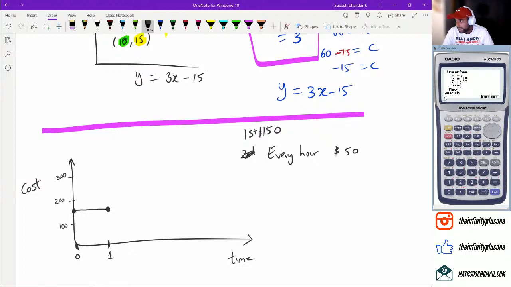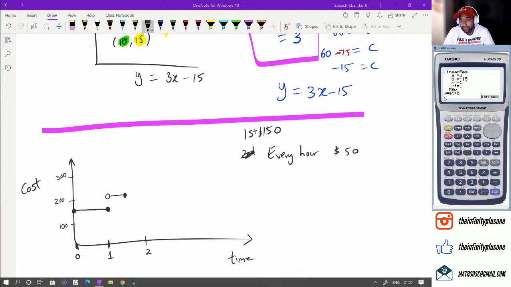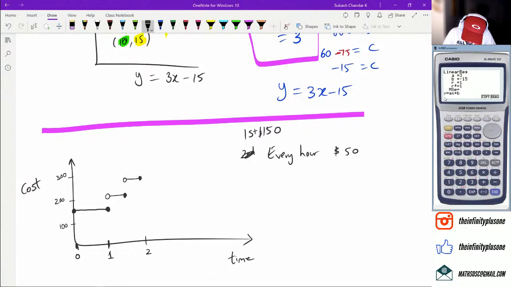Anything between 1 hour and 1.5 hours, we've got a little hole that comes up, and it gets blocked out at 1.5 hours, because at 1.5 hours we are paying $200. Then the next step is at $250, so that's going to open up. By the end of 2 hours, you should have paid $250.